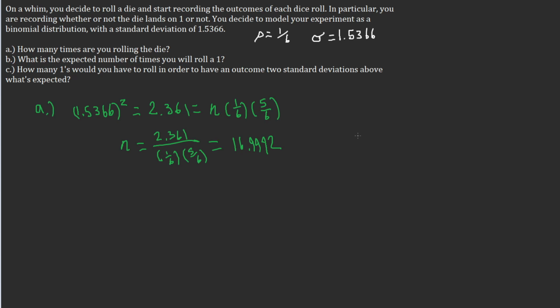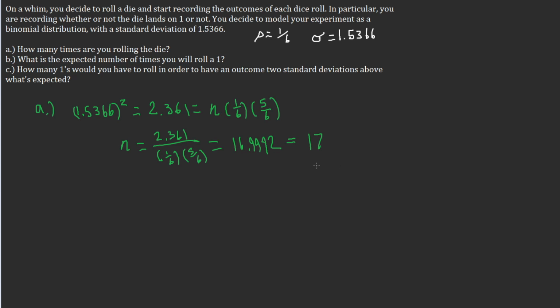But given the fact that we can only do whole number amounts of trials, we can reasonably conclude that probably what happened here is the standard deviation was rounded off. And so when we squared it, we got a variance that was rounded. And so really what's happening is the amount of trials here was 17. It has to be an integer value. It's very close to 17, so that's probably where they started.